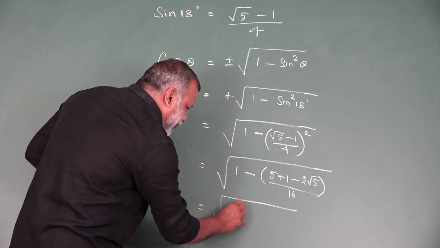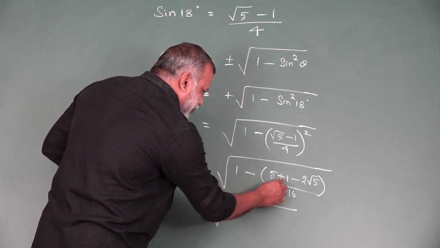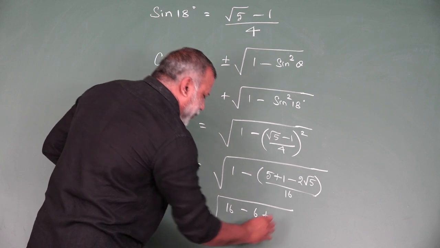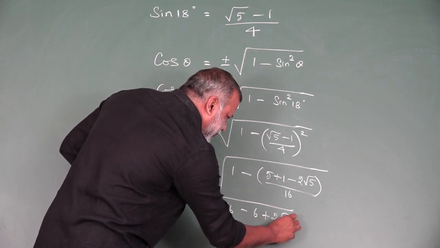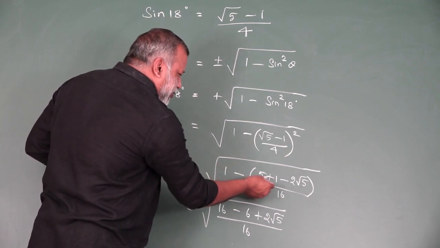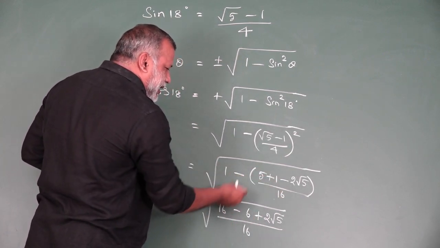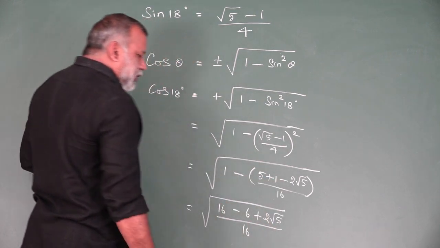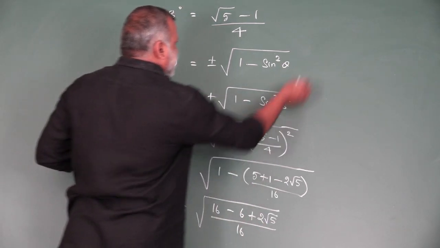Now we have to simplify this one. Take 16 as the LCM. Minus 5 plus 1 becomes 6. Again, negative of negative becomes positive, 2 root 5 divided by 16. So 16 as the LCM, 5 plus 1 is 6. That means open the bracket, we get minus 6. Negative of negative becomes positive 2 root 5 divided by 16.